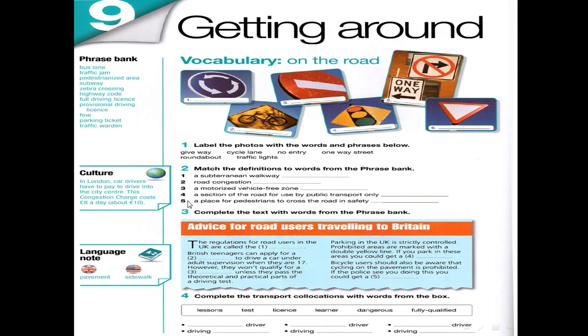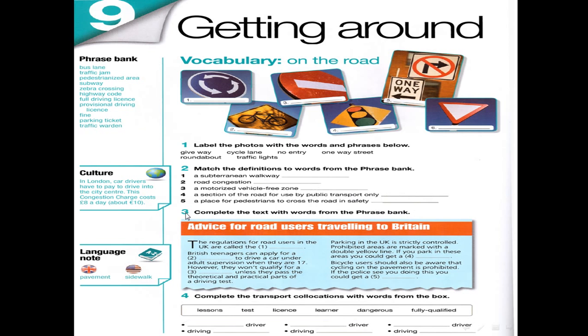5, a place for pedestrians to cross the road in safety. It's a place on the road for people to cross the road safely. What do we call that place where you can cross the road? We call it zebra crossing.